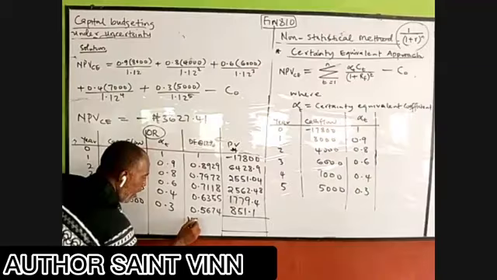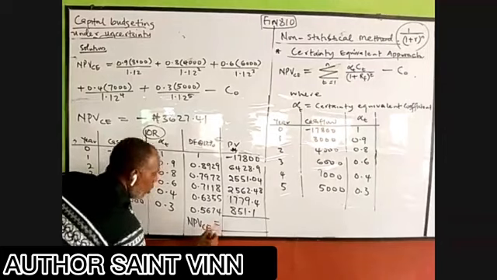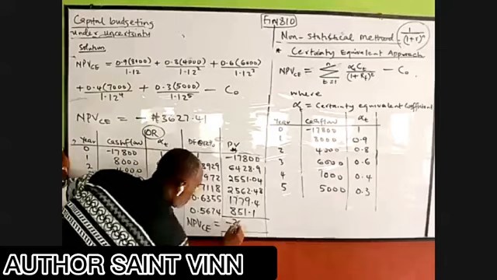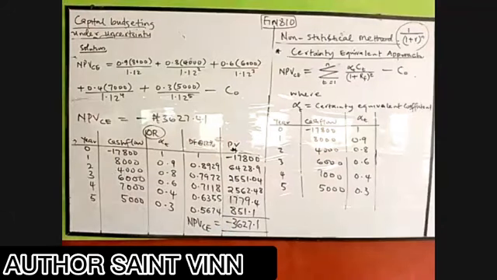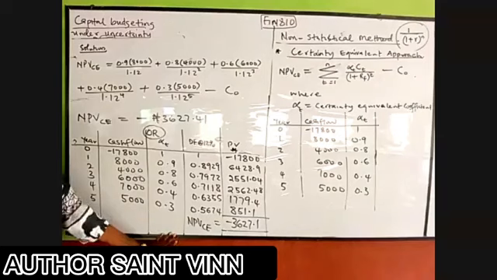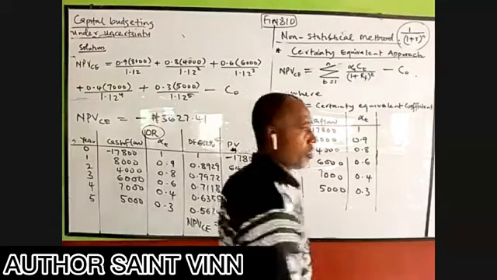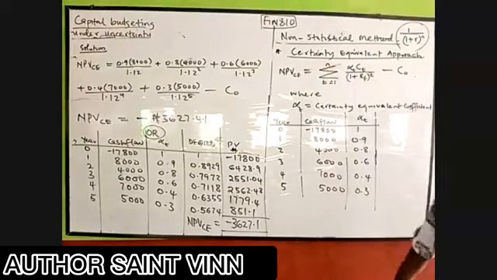Our NPV, certainty equivalent approach, is what? 3627.1. Yes. It's the same thing with this. The only thing is that this one we did not approximate, while this one we carried out so much approximation. But the whole number remains the same. On that note, you can use this or use this. The choice is yours, and we'll get the same result.